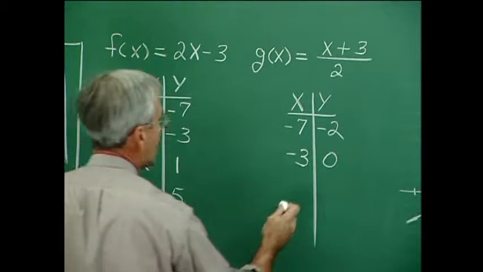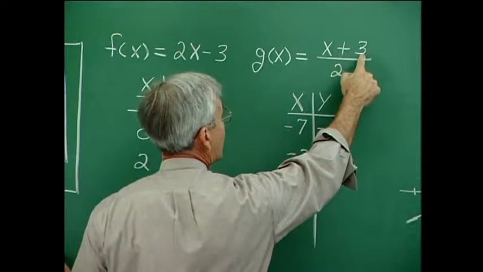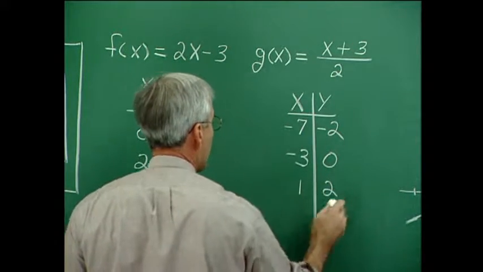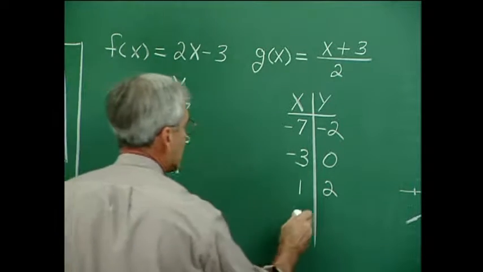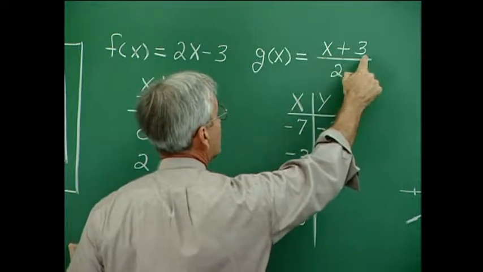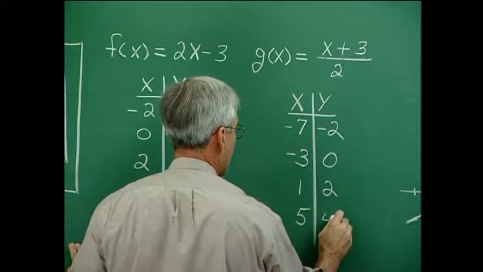Now an x of, let's say, 1. 1 plus 3, 4. 4 over 2, 2. What about an x of, let's say, 5? 5 plus 3, 8. 8 over 2, 4.